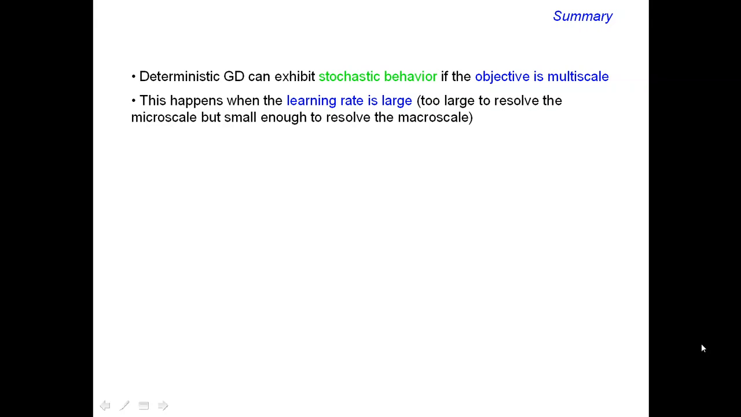Okay, so let me summarize what the main message is. I showed that deterministic gradient descent can nevertheless exhibit stochastic behavior if the objective function is actually multiscale. And this actually happens when you use a large learning rate. And here, by large, I mean the learning rate cannot resolve the microscopic scale, but it is still small enough to resolve the macroscopic scale. And the stochastic behavior is really due to the fact that I have chaotic dynamics.